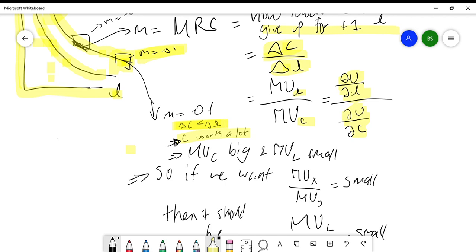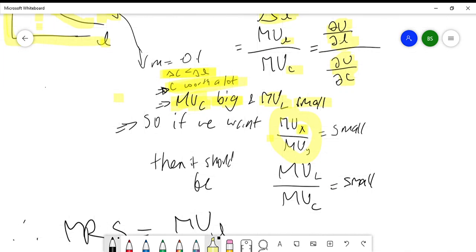So consumption is worth a lot, and the change in consumption is smaller than the change in leisure. If consumption is worth a lot, that means the marginal utility of consumption is big, and the marginal utility of leisure is small. We don't know which order it goes in. We want the marginal utility of one thing divided by the marginal utility of another to be a small number, since the marginal rate of substitution is a slope and the slope is small. To get that, we would put the marginal utility of leisure at the top and the marginal utility of consumption at the bottom, since it's a small number over a big number, which gives you a small number.